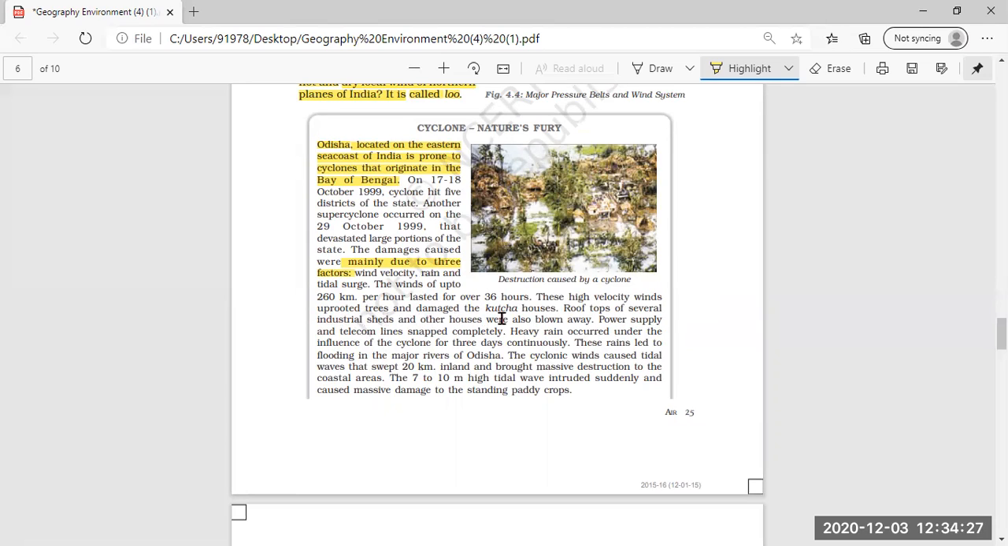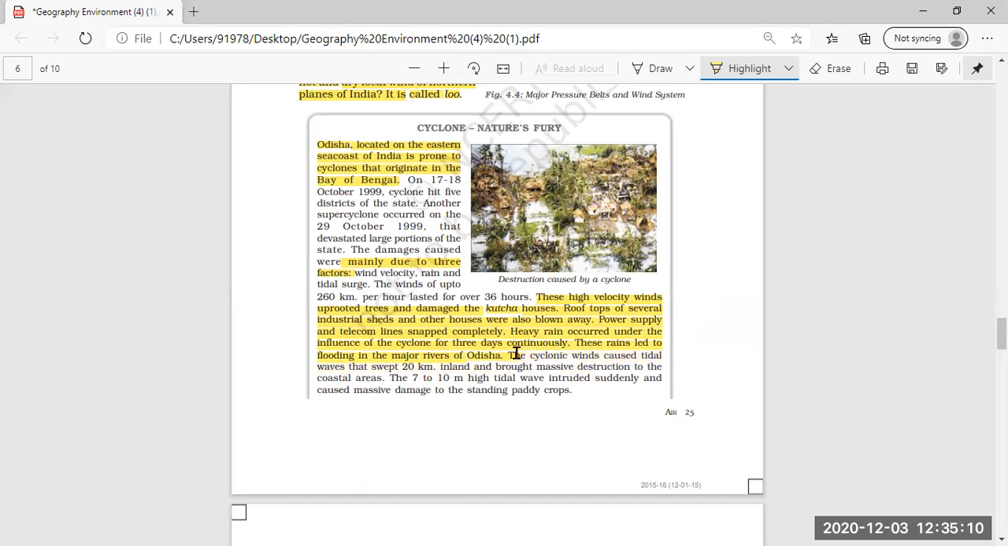These high velocity, high speed winds uprooted the trees and damaged the kacha houses and rooftops of several industries. So, what was the destruction made during this cyclone? This high speed wind uprooted the trees, damaged the kacha houses, and blew away rooftops of several industrial sheets and other houses. Power supply and telecom lines snapped completely, which means they were destroyed completely.